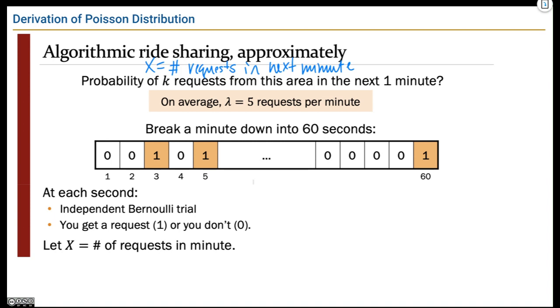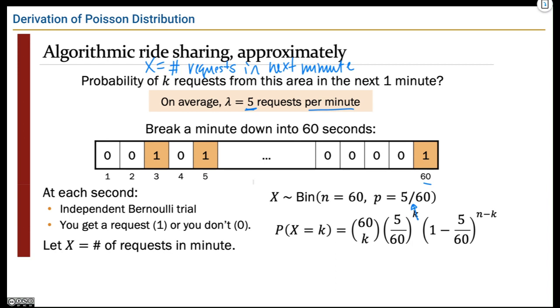Well, then that's really just thinking about it as a binomial. I can think of this as a binomial where n is 60. I have 60 possible trials. The probability of a given success, since I had 5 requests per minute, means I'm going to have 5 divided by 60. That's the probability of a success in a given second. And then I could model it this way. So then my probability would be just this binomial distribution, right? That's the probability that I would get exactly 4 requests or 5 requests or 6 requests, assuming that I either get a request or I don't in a given second.